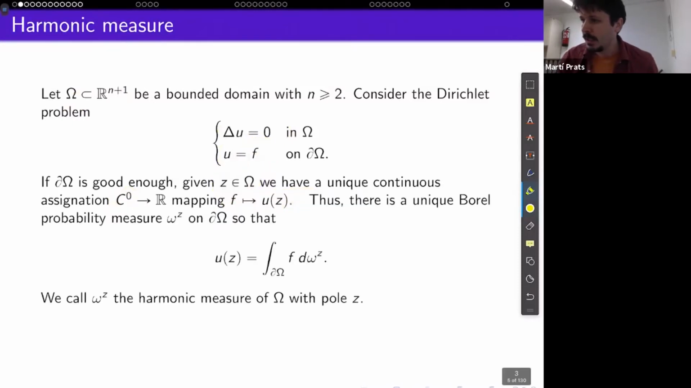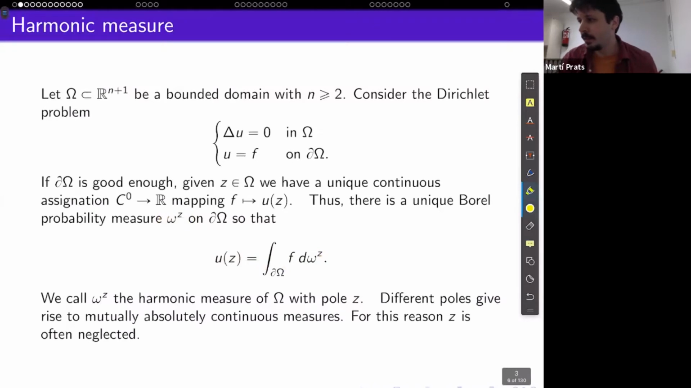Now, this implies that there is a unique Borel probability measure on the boundary, which is called the harmonic measure, so that u of z is this assignation. It's just the Riesz representation theorem. And we call this measure the harmonic measure with pole z.